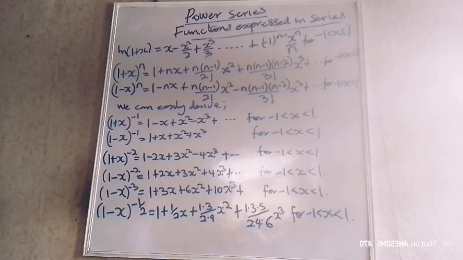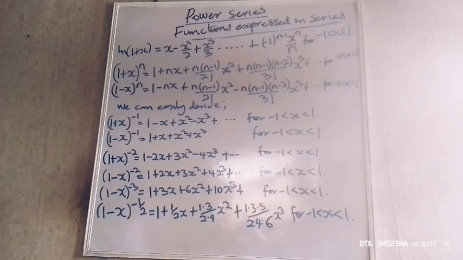For 1 plus x raised to the power minus 2, we have 1 minus 2x plus 3x squared minus 4x cubed plus, and continue like that, for minus 1 is less than x and x lesser than 1. For 1 minus x raised to the power minus 2, that's going to give us 1 plus 2x plus 3x squared plus 4x cubed, and continue like that. Remember, minus 1 is lesser than x and x is lesser than 1.